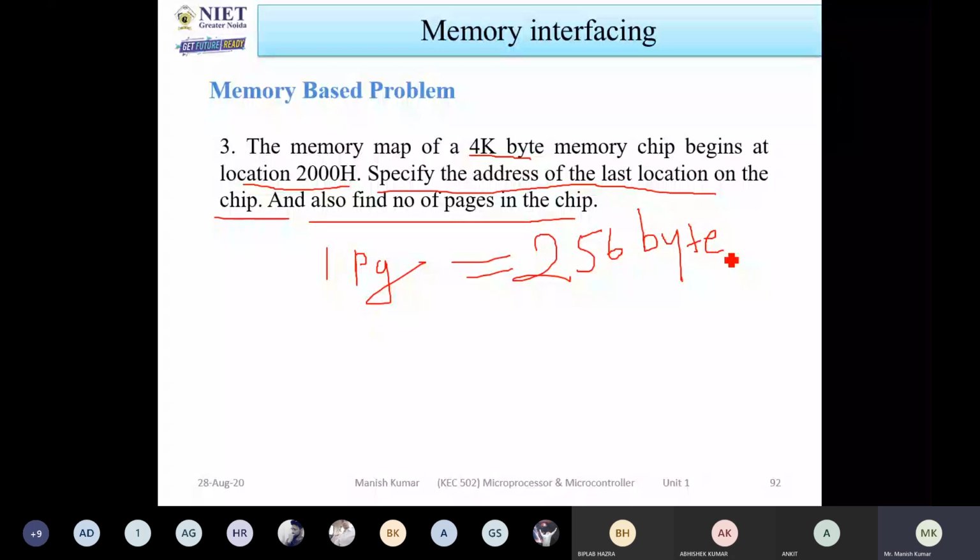So now you can tell me how many pages will be required in 4 kilobyte memory. It is asking the number of pages. I told you one page is equal to 256 bytes, and the memory is 4 kilobyte. So tell me how many pages are present?